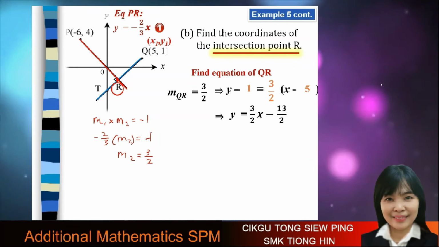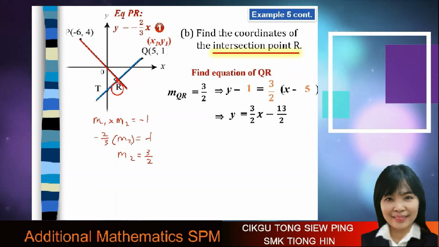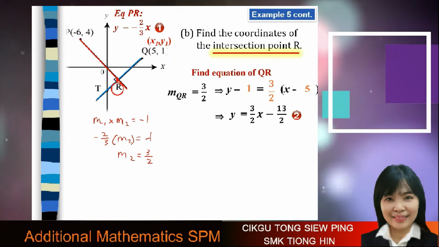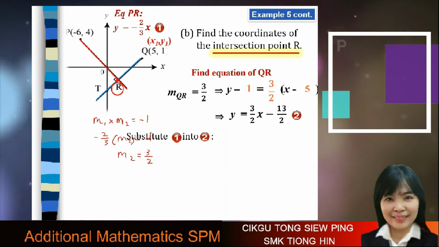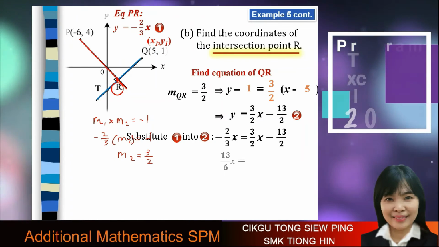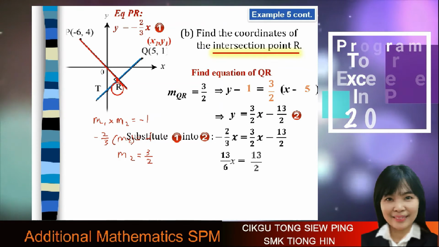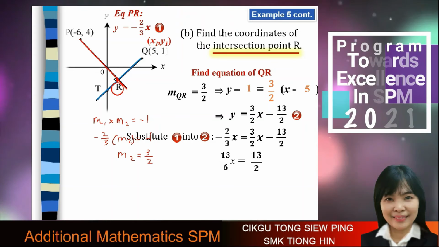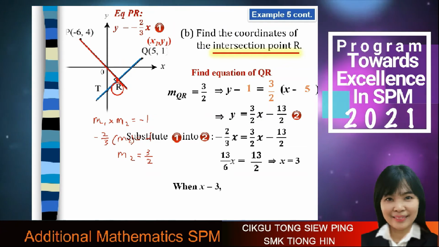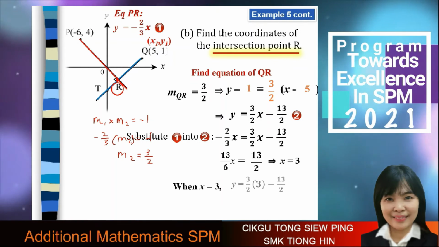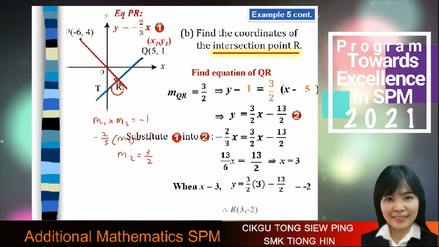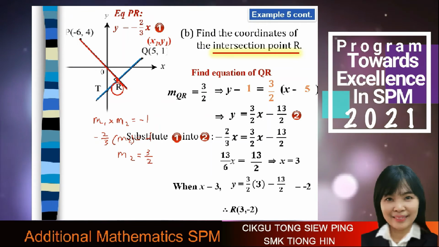We let y equal to -2/3x be equation 1. y equal to 3/2x minus 13/2 be equation 2. We substitute equation 1 into equation 2, and group the x terms together. We have 13/6x equal to 13/2. Then we solve it, we get x equal to 3. When x equal to 3, substitute into the equation of QR, solve it, we get y equal to -2. With this, I know that R is equal to 3 and -2.